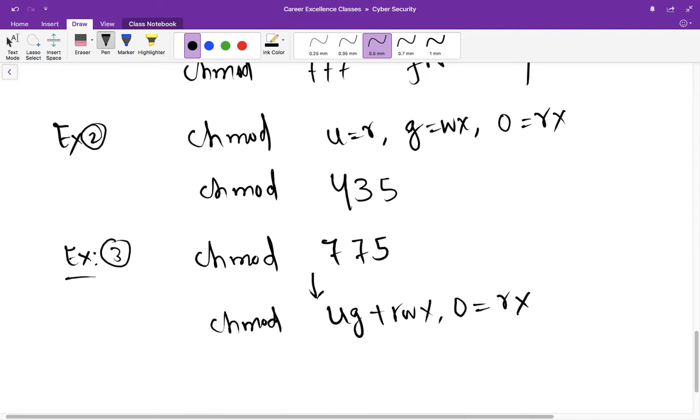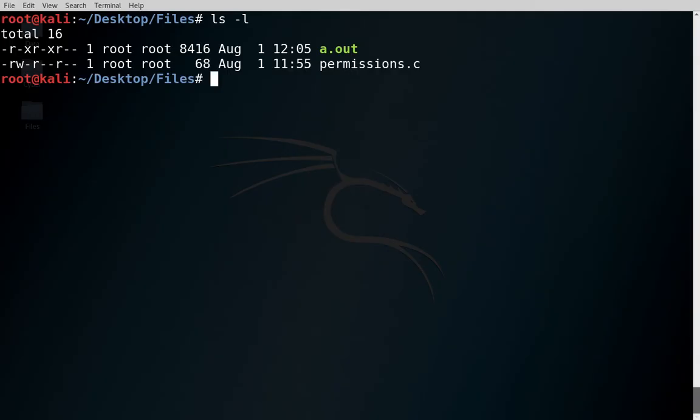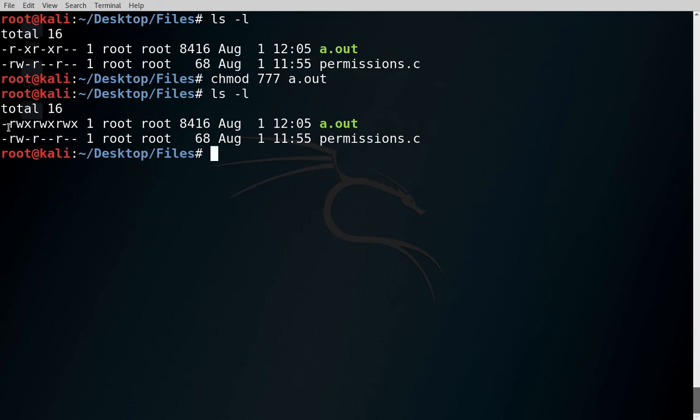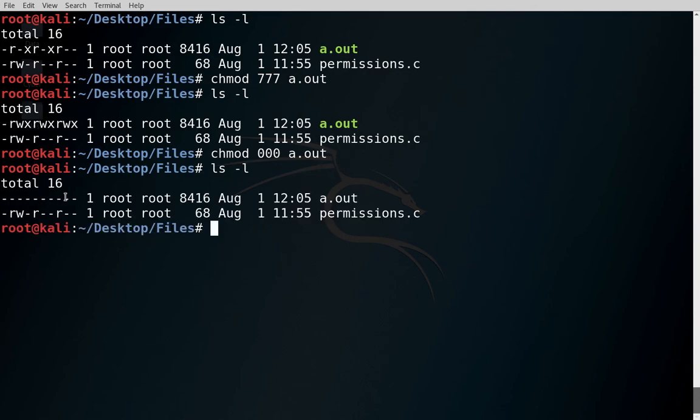You can try running these examples on the terminal. So now we have an a.out file here. Try providing all the rights to this file. We are making it 777, and now see the permissions. You can see read, write, executable for all of these. Try revoking all the permissions. For that you have to make it 000. See the permissions again, and here you go. So this is how it works.